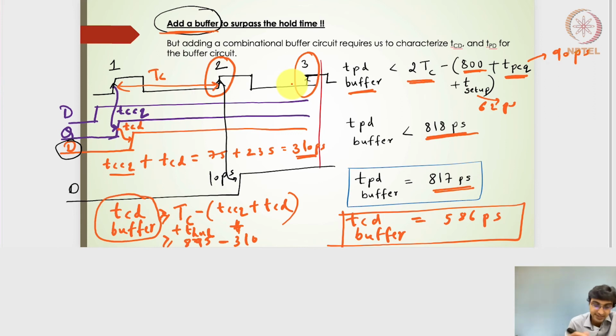Right, hope this is clear to everyone, and this is what we are going to follow in our designs of the sequential elements, whether it is flip-flop designs along with the combinatorial circuit designs, or the latch designs, or the phase latch designs.